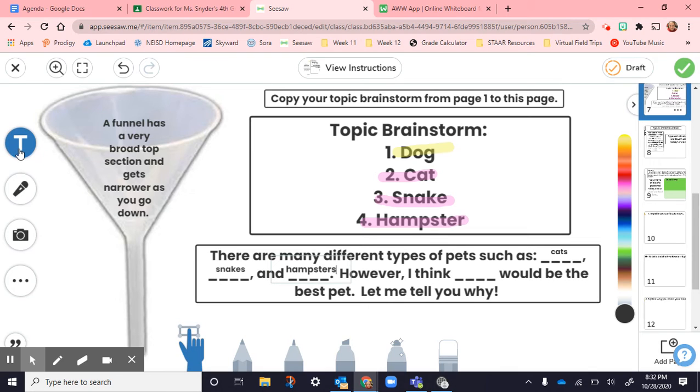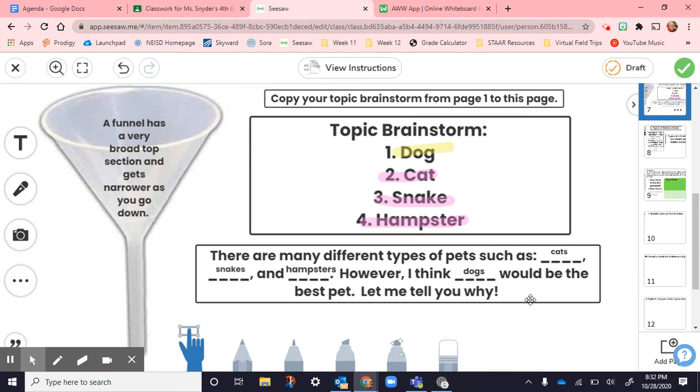However, I think a dog, or I think dogs, would be the best pet. Let me tell you why. So this right here, again, it's called a funnel. You're starting broad, so you're starting with this big idea, and you're telling your reader there are many different types of pets, such as cats, snakes, and hamsters. However, I think dogs would be the best pet. Let me tell you why.